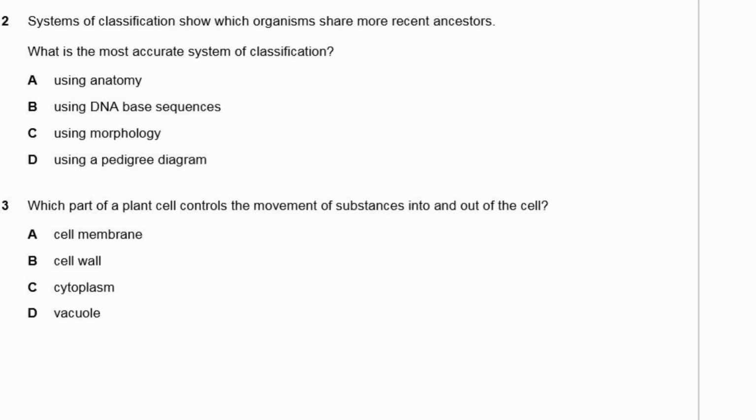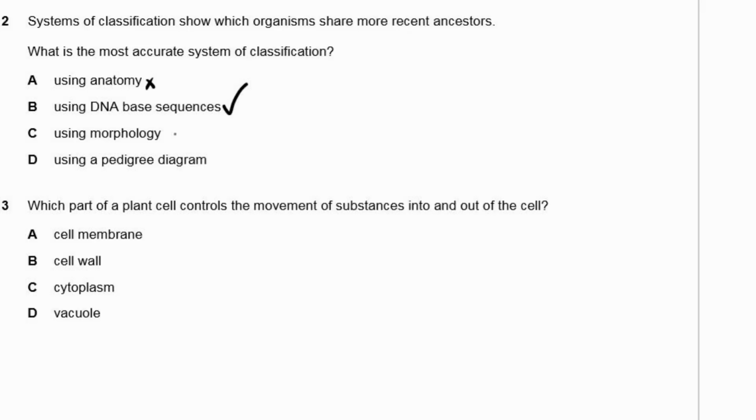Question 2. Systems of classification show which organisms share more recent ancestors. What is the most accurate system of classification? Is it using anatomy? No, using anatomy is not a very good system because sometimes there are things that vary, some variations. So if you have a frog with 3 legs, that's not a different species, it's just a mutation. Is it using DNA-based sequences? Yep, that sounds like a good one.